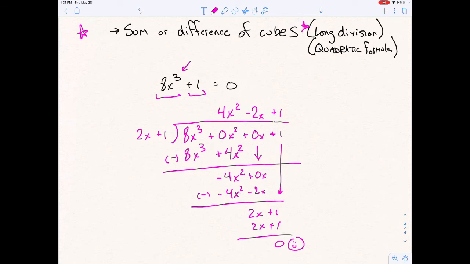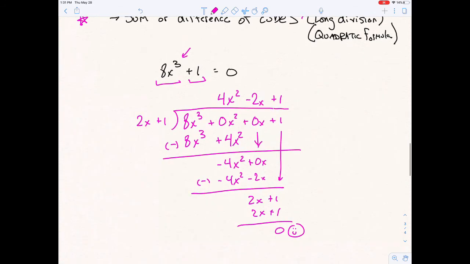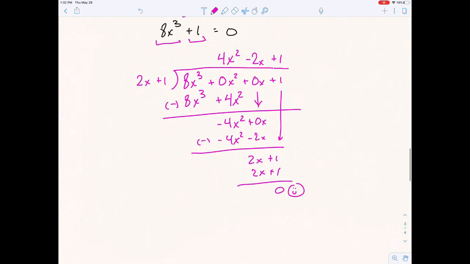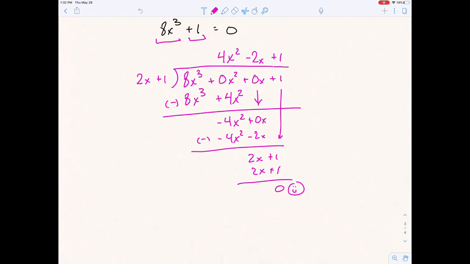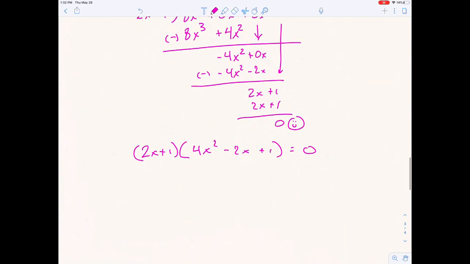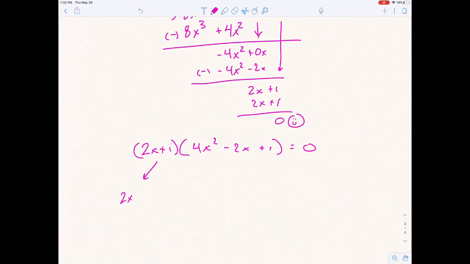Smiley face at the end because I'm so happy it worked with no remainders. If we have remainders, then we're going to have to take it in a different direction. That is not what you're going to be facing in this section. So here's how we finish this off. We've taken the 8x to the third plus 1. I'm going to come down here below it, and we've decided that 2x plus 1 goes into it, 4x squared minus 2x plus 1 times. And now at this point, this part is easy enough to solve for 0.